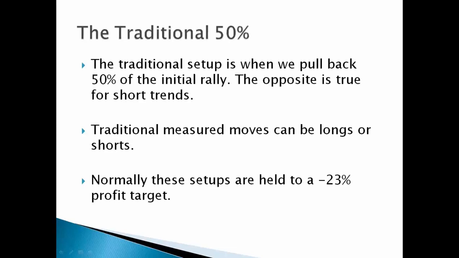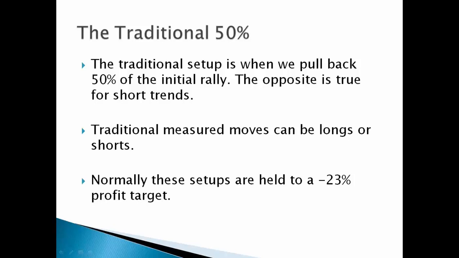Okay. First, let's go over the traditional 50% retracement. The traditional setup is when we pull back off of an initial rally or sell-off. The opposite is true for short trends. So we come halfway back from lows to highs, or we come halfway back from highs to lows. We have some examples today of some very first short setups we've seen in a long time.